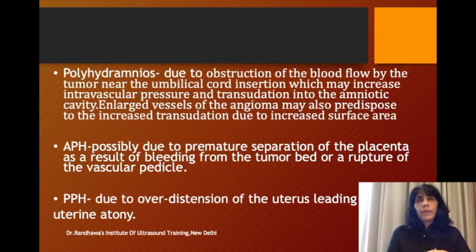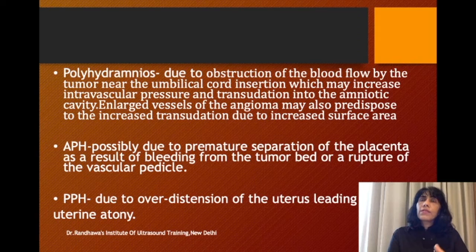Now, the most common problem associated with chorioangioma is polyhydramnios. The reasons are not very clear, but two hypotheses are there. One is that since this mass is near the cord, the chorioangioma is going to press over the cord, and as a result, there will be obstruction to the blood flow.